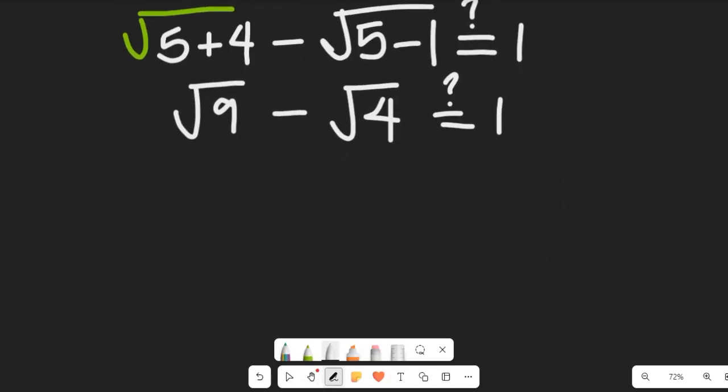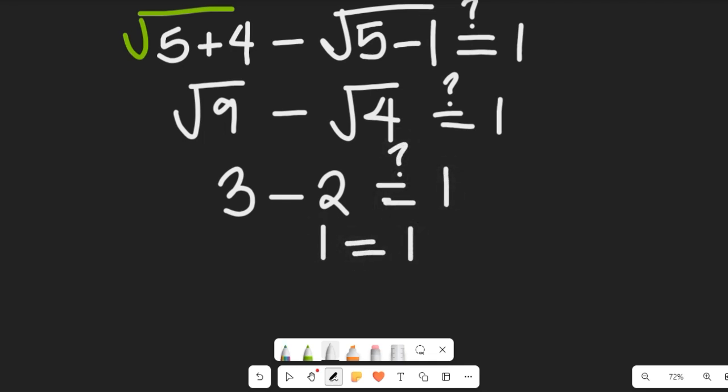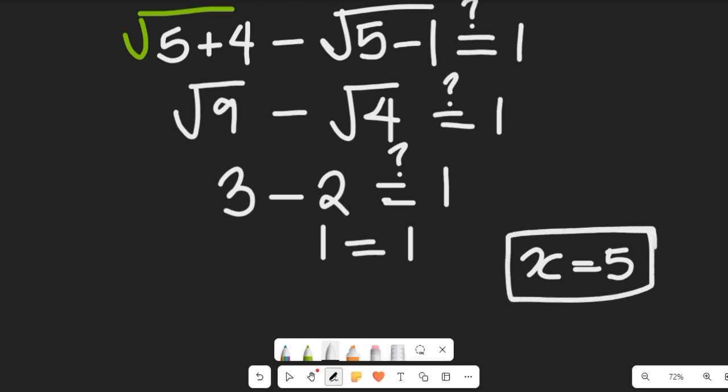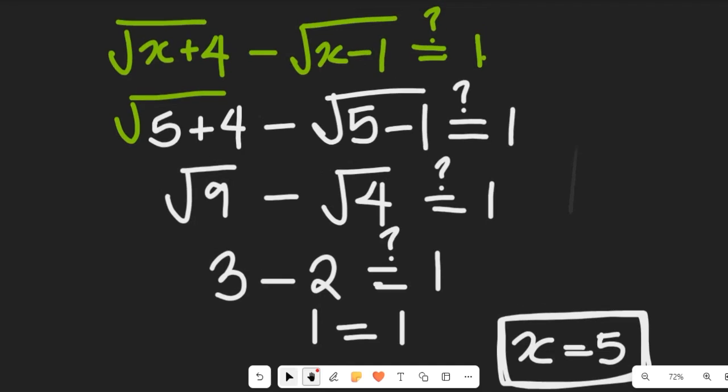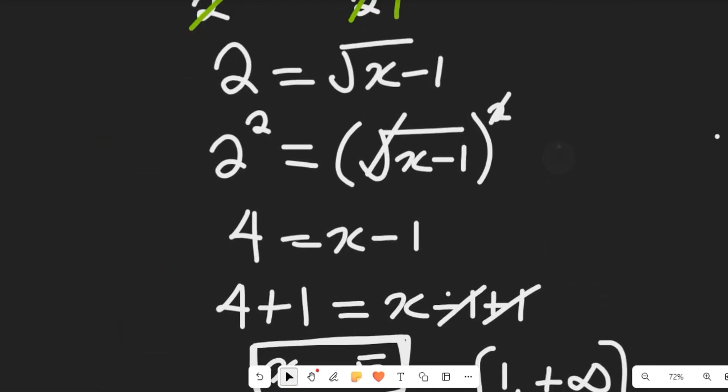The square root of 9 is 3. 3 minus the square root of 4, which is 2. 3 minus 2, is it going to give us 1? Yes, 1 is equal to 1. So that tells us that x equal to 5 is a real solution that satisfies the expression given to us up there.